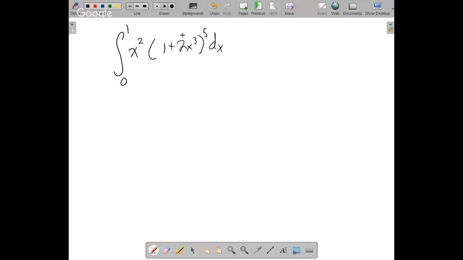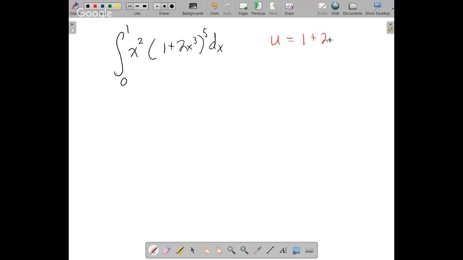So at first I ignore the boundaries and I apply my substitution. So here I have a lot of crazy stuff, and usually the substitution is an inner function. So an inner function here would be 1 plus 2x cubed. So I'm going to give it a try.